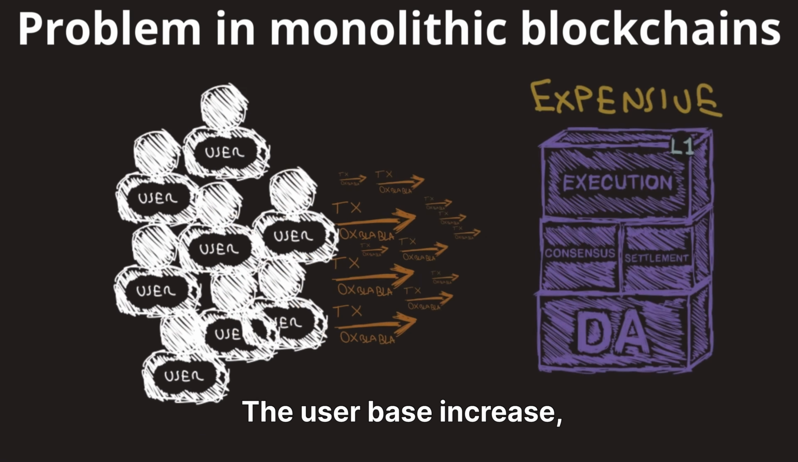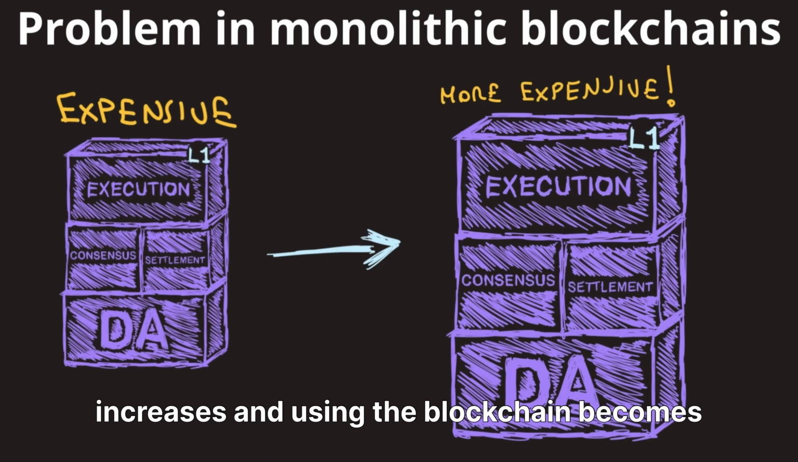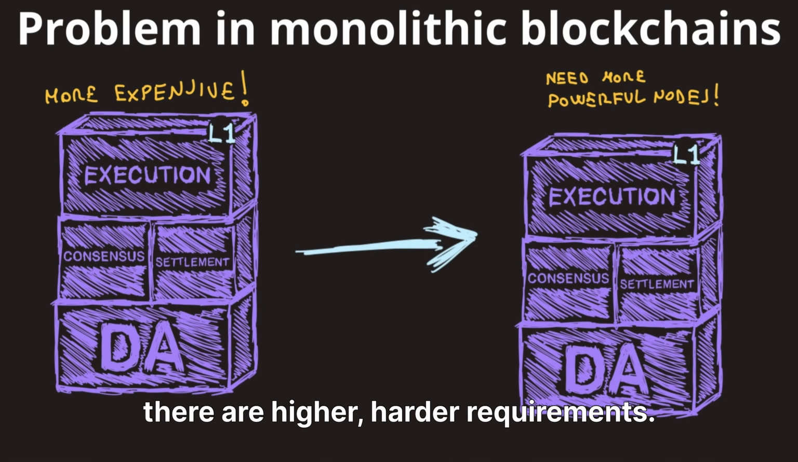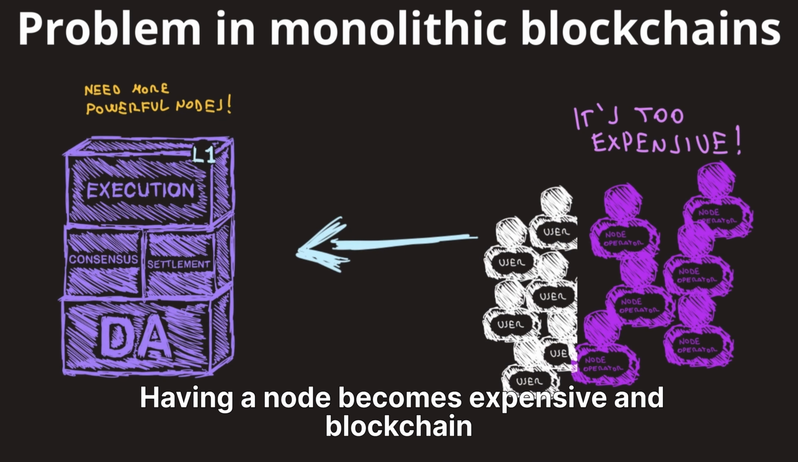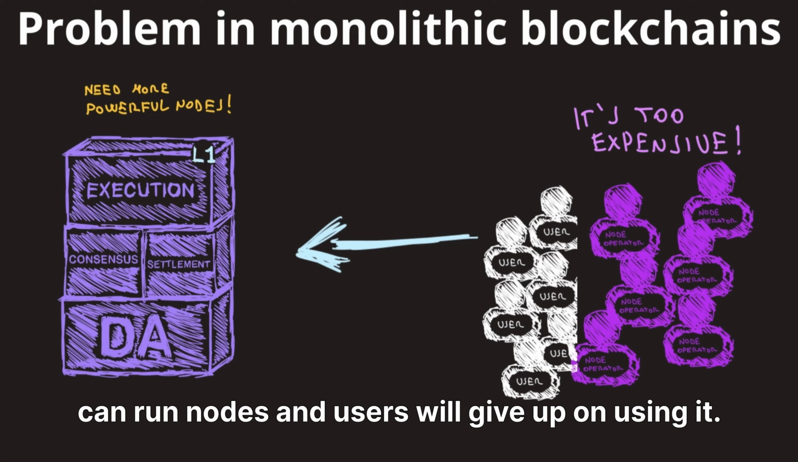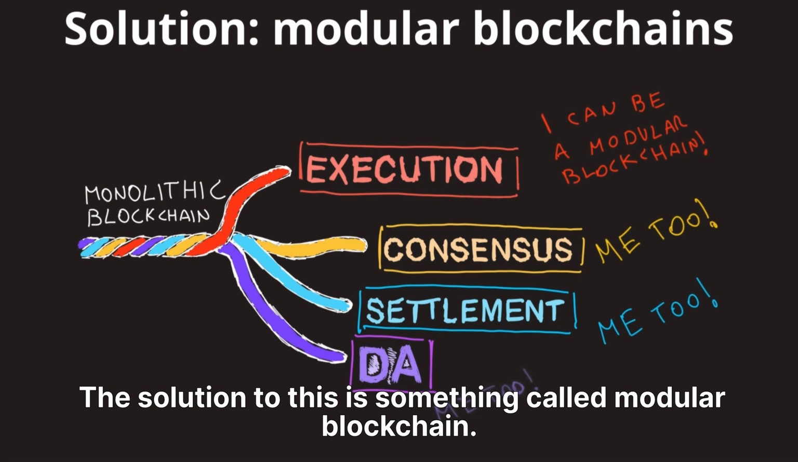So that's the scenario. The user base increases, users create more transactions, blockchain size increases, and using the blockchain becomes more expensive. To scale the blockchain, there are higher hardware requirements. Having a node becomes expensive, and the blockchain is now less decentralized, because only rich people can run nodes and users will give up on using it. The solution to this is something called modular blockchain.